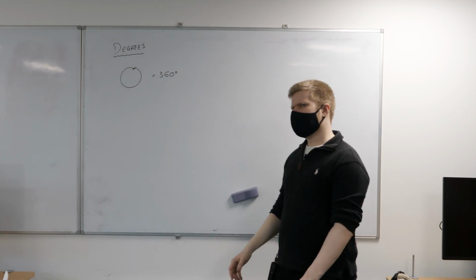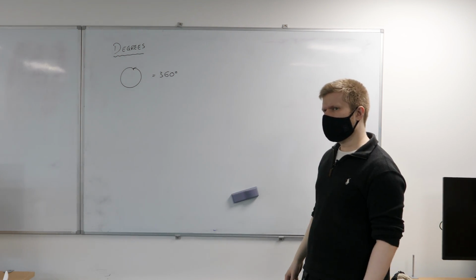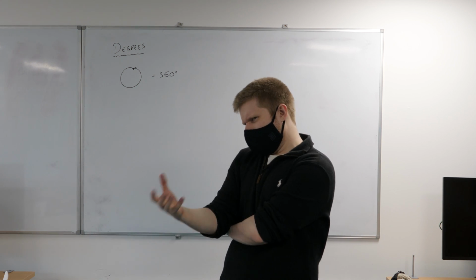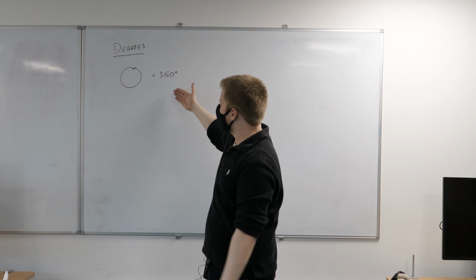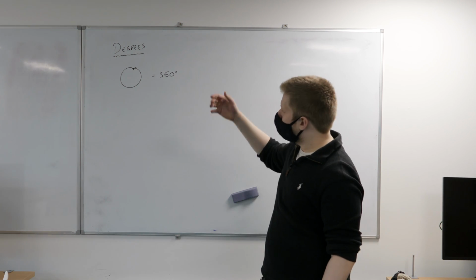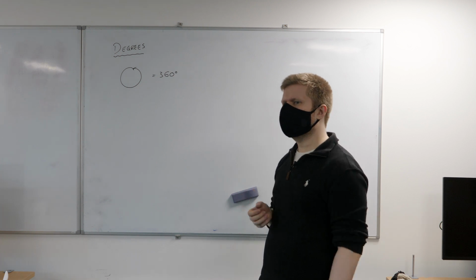Why? Because there's 90, 90, 90. Good, so 90, 90, 90, 90. Why else? But why does that mean that it's got to be 360? Why can't it be like 100 degrees in a full turn? Or 50 degrees in a full turn? Or 1,000 degrees in a full turn? Why has it got to be 360?